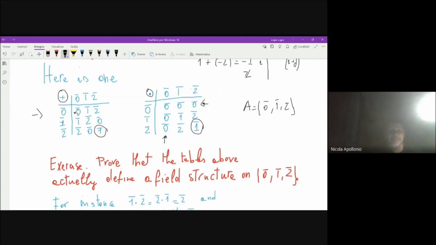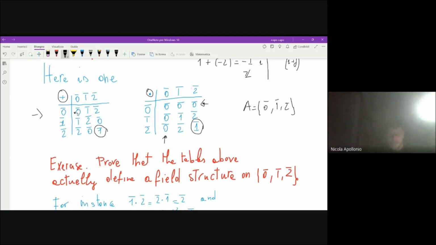And the operation is associative, because you can check it, and also for the multiplication, and also it has a neutral element. You should check that every element has an inverse with respect to the multiplication.